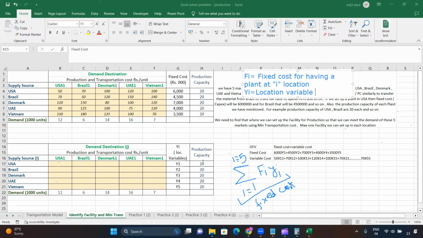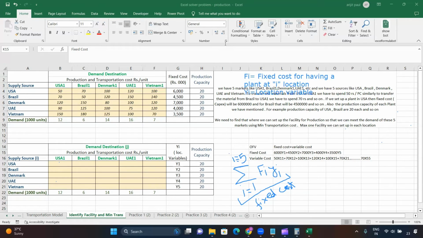For example, if we set up the plant in USA, then only we are going to consider the cost of that capex, right? Means if we do not want to set up the facility in USA, then definitely we are not going to consider this cost in our objective function. So if we set up the plant at location i, then only we are going to consider the fixed cost for that specific location. So this becomes our compact mathematical model for the fixed cost.